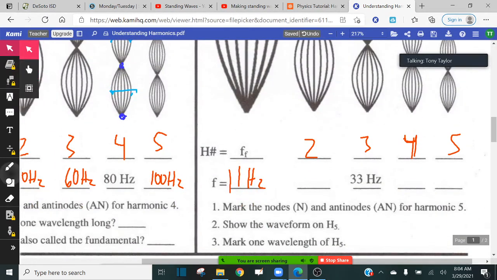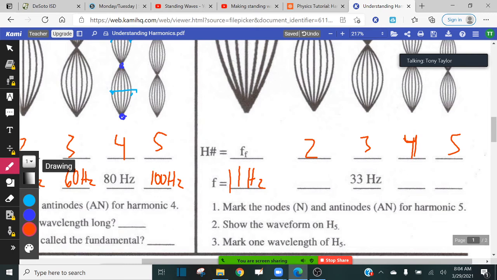So let's keep going. What will be the frequency of our second harmonic? What's 11 times 2? Well, that's 22 hertz. Okay. Move on to the fourth harmonic. What is 11 times 4? That would be 44 hertz. Okay. Moving on to the fifth harmonic. What is 11 times 5? That would be 55 hertz.